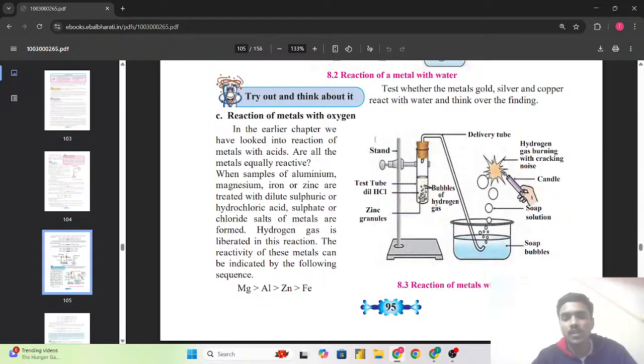The reactivity of these metals can be indicated by the following sequence. Magnesium की reactivity सबसे ज़्यादा होगी as compared with the aluminium, then zinc and then the iron. So the reactivity of all these has been concluded by performing the experiment. All the metals have been reacted with the dilute acid, as we have taken samples of aluminium, magnesium, iron, and zinc, and treated them with dilute sulfuric acid as well as hydrochloric acid. We have observed that sulfate or chloride salts of the metals are formed. Hydrogen gas is also liberated in this type of reaction.